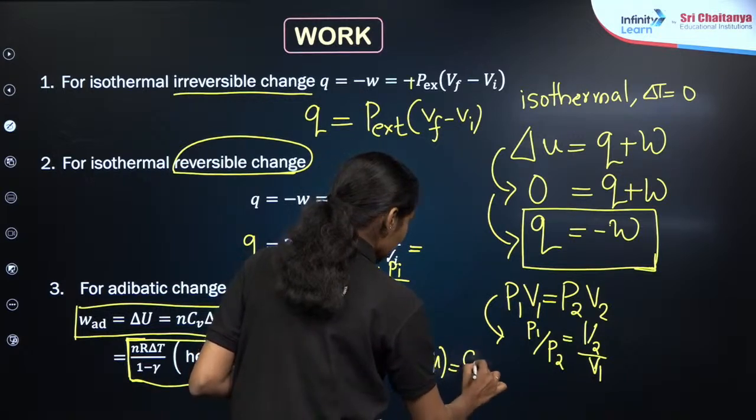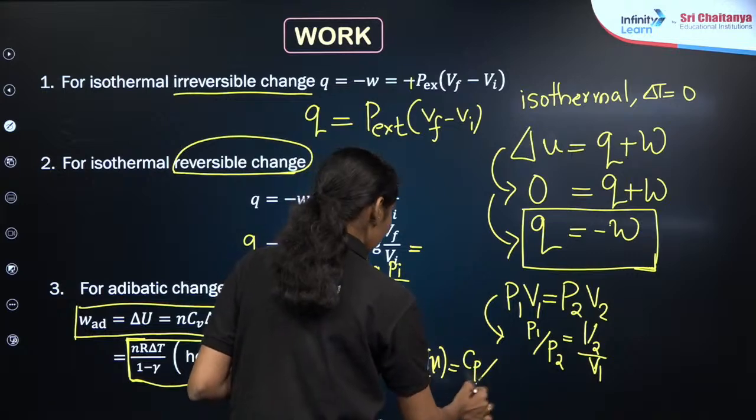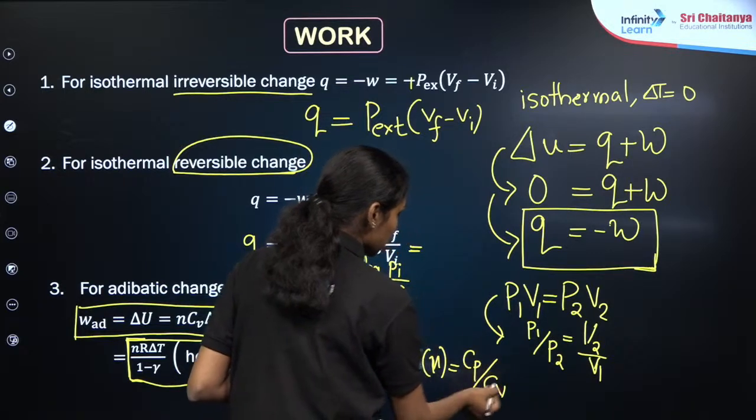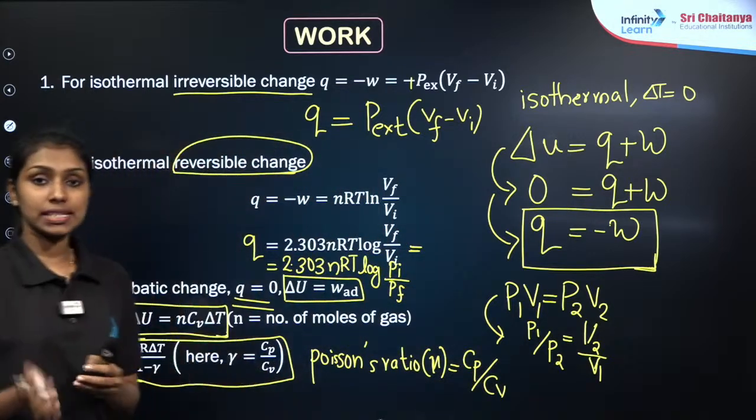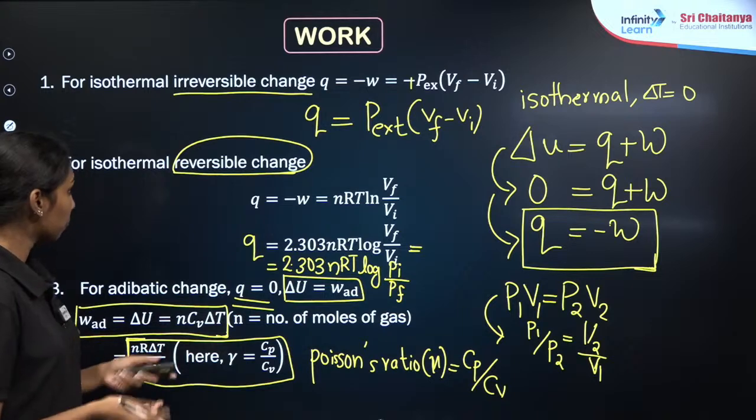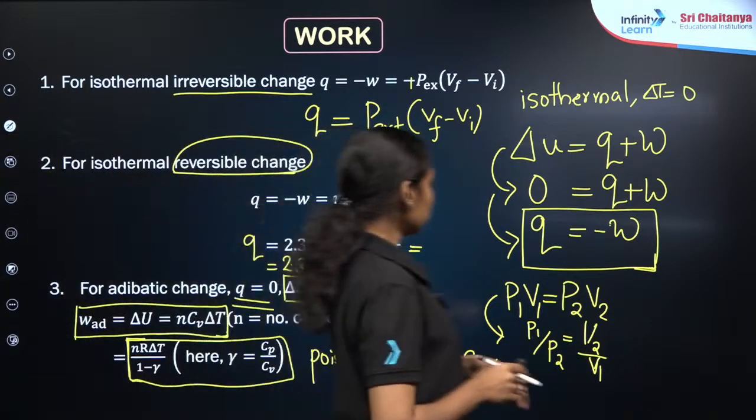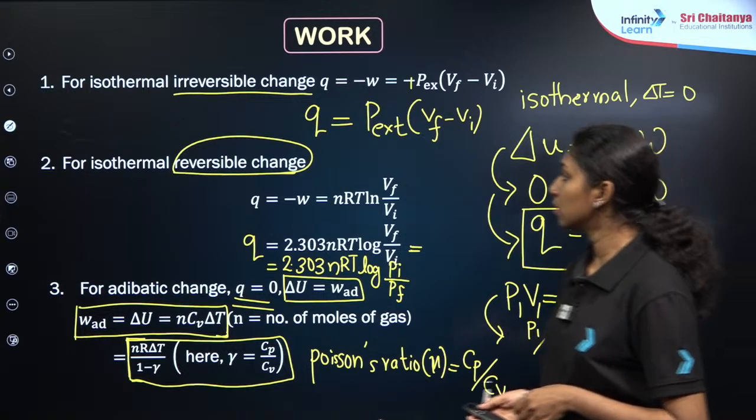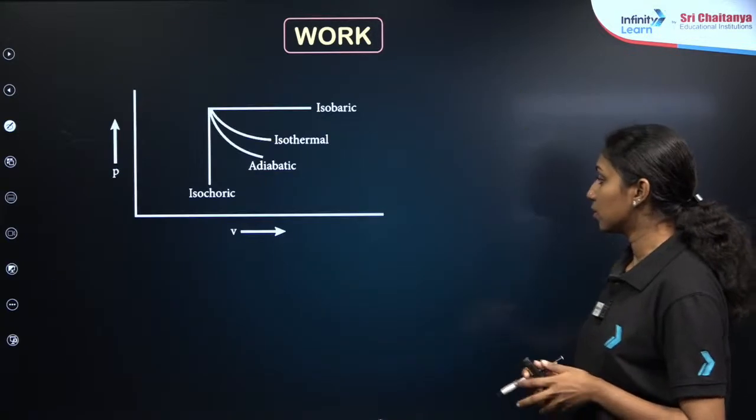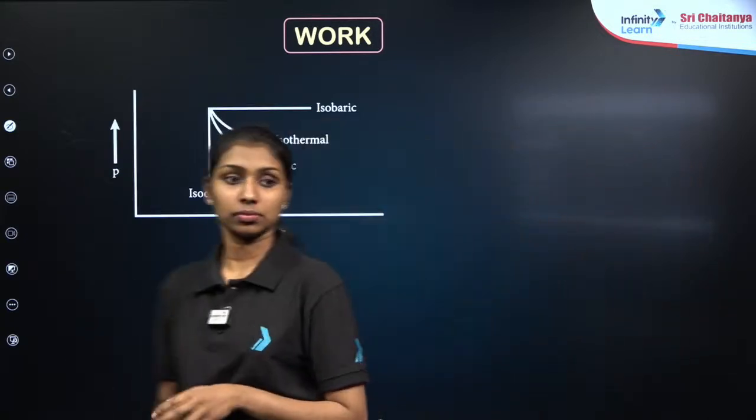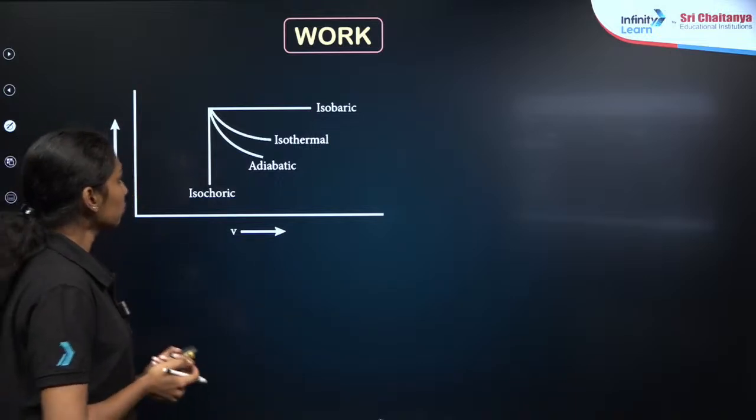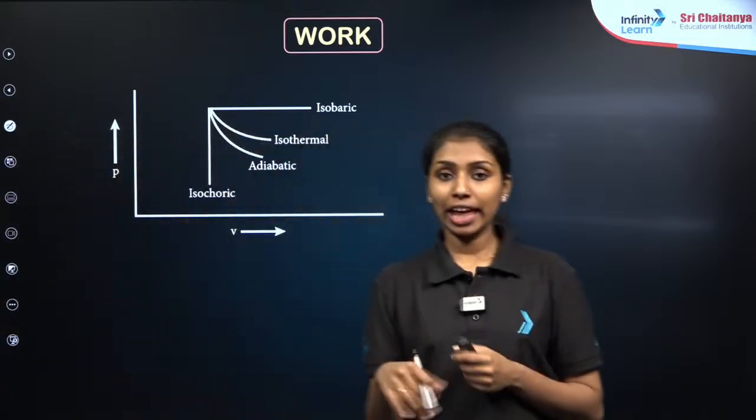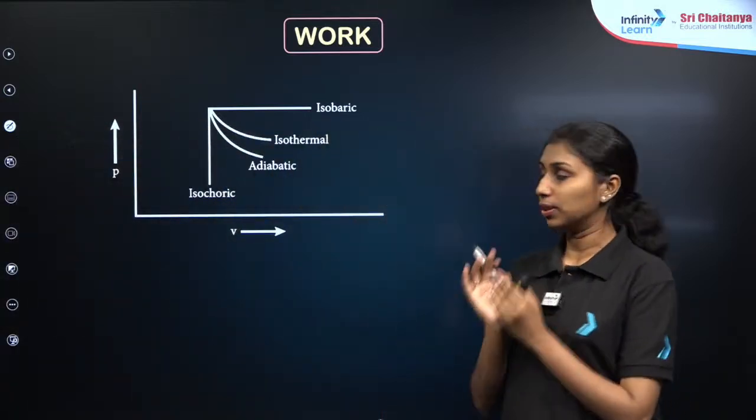That is equal to the ratio of Cp to Cv. Cp is the heat capacity at constant pressure and Cv is the heat capacity at constant volume, right? Okay. Now we have been seeing the graphical representation of work.